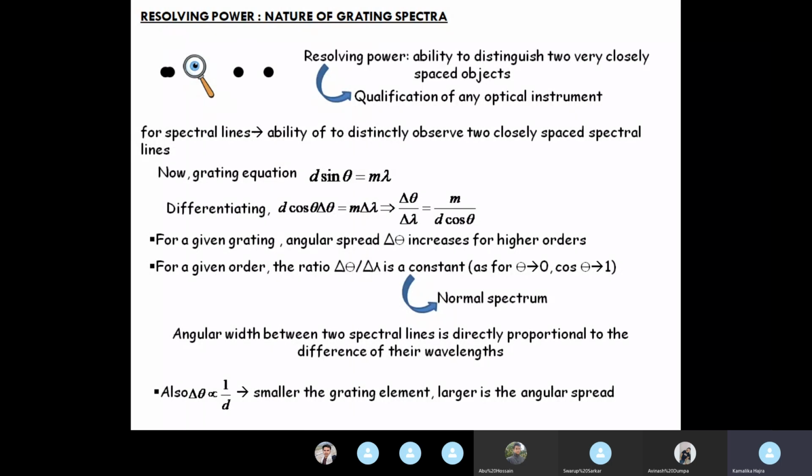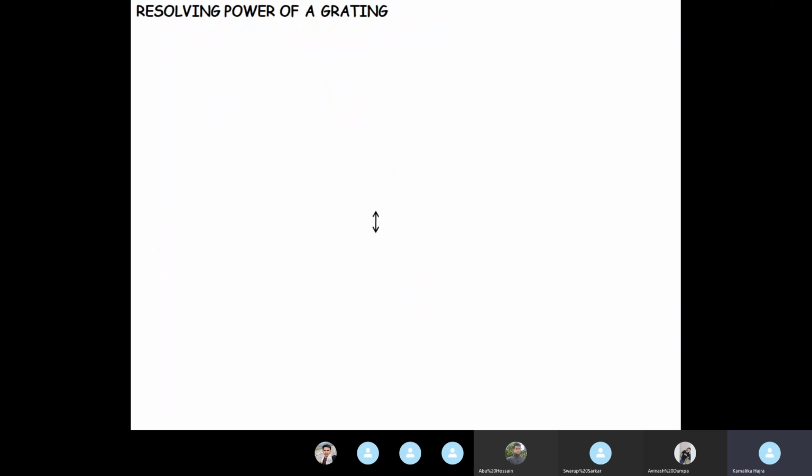Now with these things in mind, we now try to see what the resolving power of a grating is. See, this is the ability to distinguish two very close spectral lines, lambda and lambda plus delta lambda, where delta lambda is very, very small. So like suppose you want to see the sodium D lines as separate.